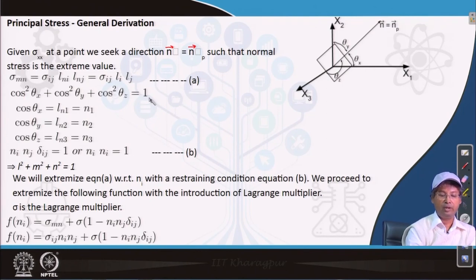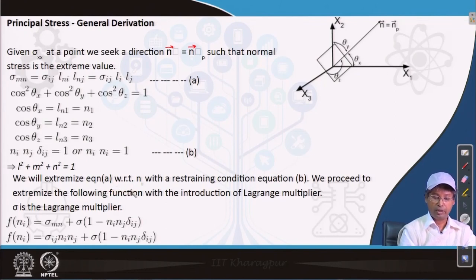Now, this is the usual way of stating the property to be satisfied, the direction cosine property, and the same thing is said again in a different way. This is also l square plus m square, and so on, which are the same thing. It is stated in a different way to give you an understanding of what we are going to do. Now, we are bringing in the concept of the Lagrange multiplier. We will extremize equation A, the normal stress, with respect to l i.